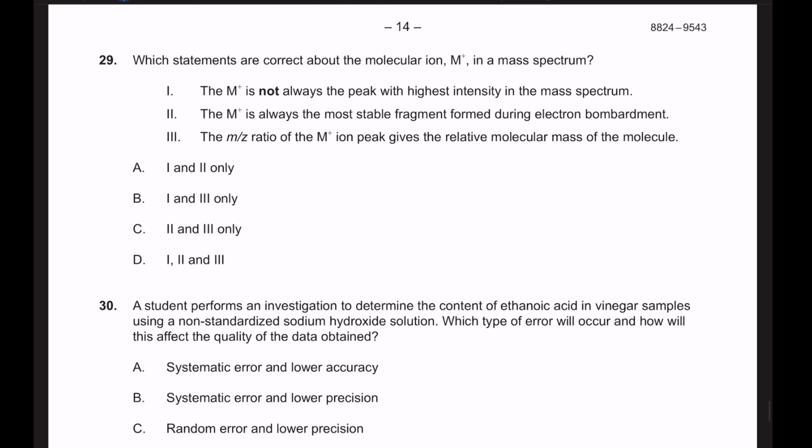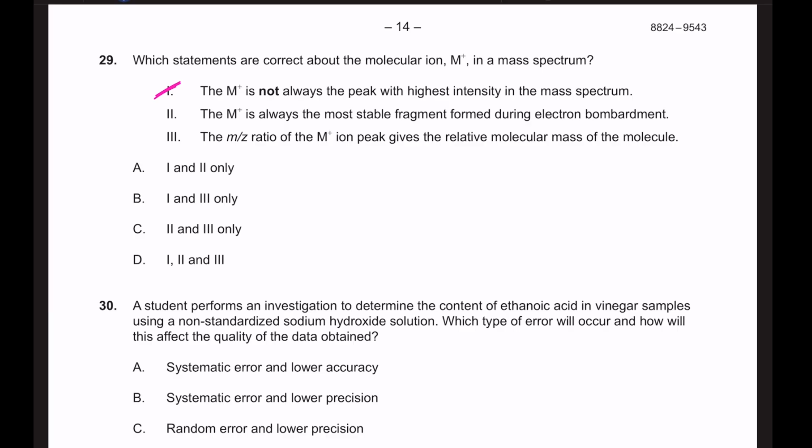21. Which statements are correct about molecular ion M+ in a mass spectrum? Okay, alright. M+ is not always the peak with highest intensity in the mass spectrum. Yeah, the first one is correct. M+ might not have the highest intensity. Highest intensity is the Y value, right? So it may not have the highest intensity, but it will have the highest X value.